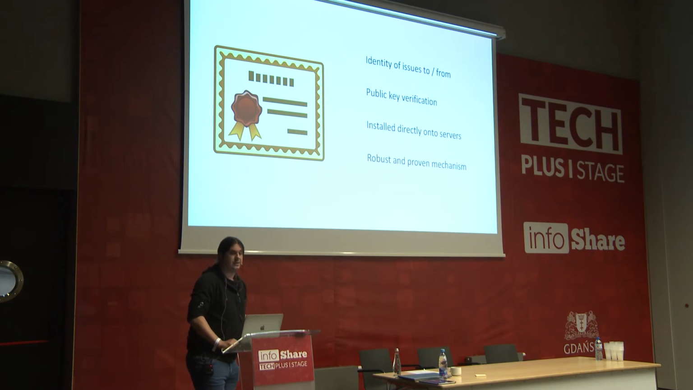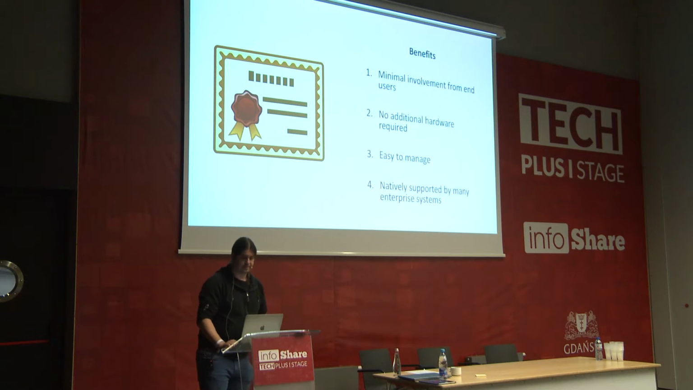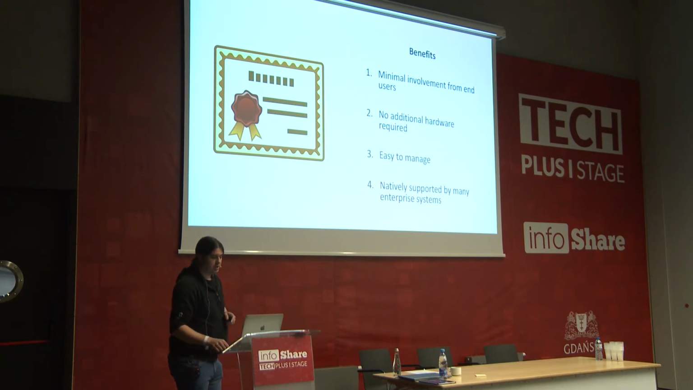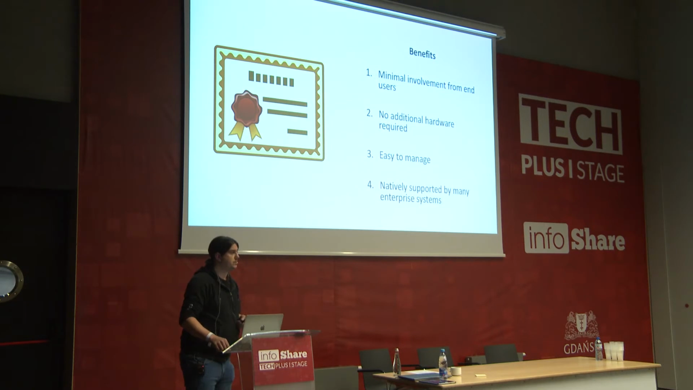But typically what we generally have is things like X509 certificates that we can install on servers. These have been around for a long time, and they're well known and trusted. They allow you to do things like prove who issued the certificate or who it's been issued to, and public key verification. Generally, you install these certificates directly onto servers, and they're quite a robust mechanism. There are lots of benefits: it's minimal impact for the end user. Typically, most systems will install these things directly, or you have an operations team that will manage them. You don't generally require any additional hardware, as Windows has a key store built into it, which is quite common to use. They're easy to manage, and they're pretty much supported by everything.